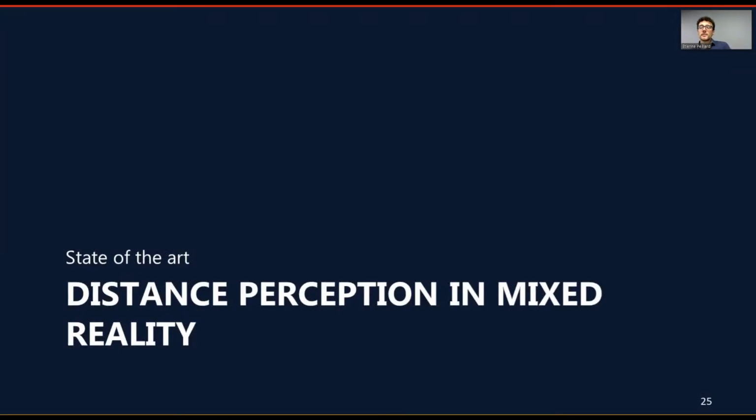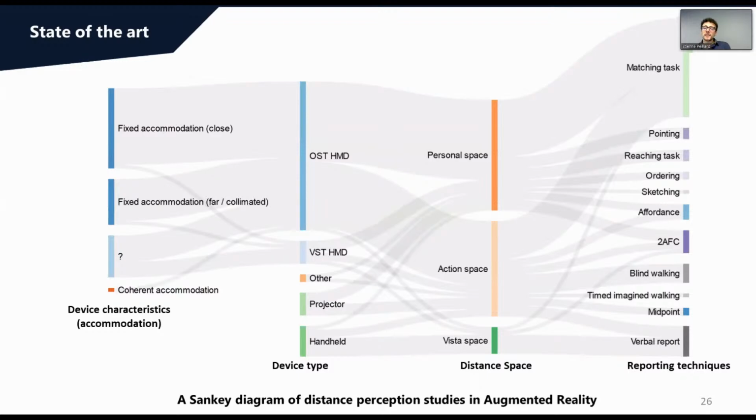I will now present some elements of the scientific literature that study distance perception in mixed reality. You can see here a Sankey diagram of studies evaluating distance perception in augmented reality. It appears that a lot of different factors can be considered. The distance evaluated, the reporting techniques used, the type of the device, but also the device's characteristics, such as accommodation, but also field of view, rendering, latency, and even object or background related elements.